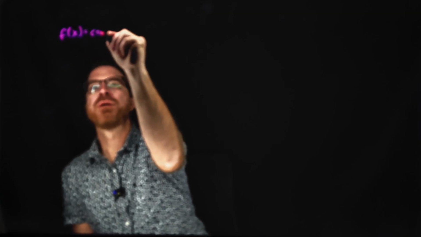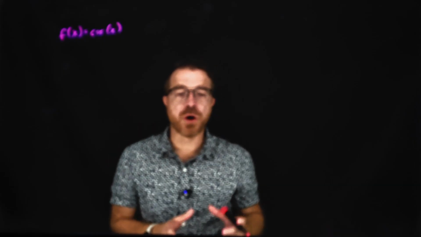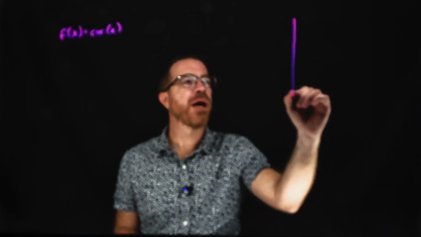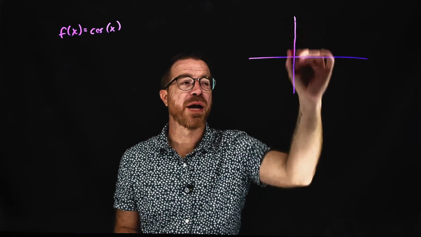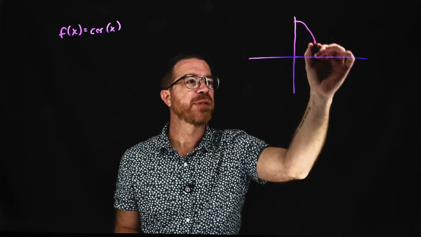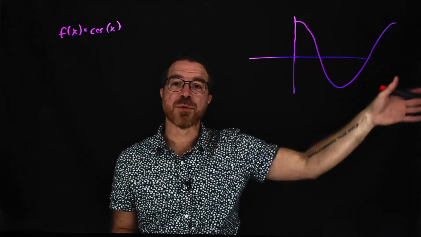For our first example, let's consider the function f of x equals cosine of x. And we want to determine where our local minimum and maximum values are. So if we were to draw out what a cosine looks like, right, it's going to start at 1 when we're at x equals 0, and then it's going to go down, it's going to go to negative 1, and then it's going to go back up to positive 1, and it's going to repeat this over and over.